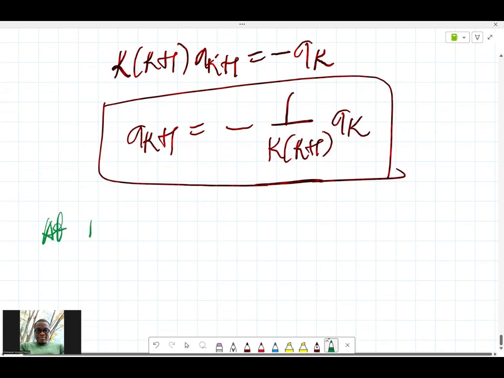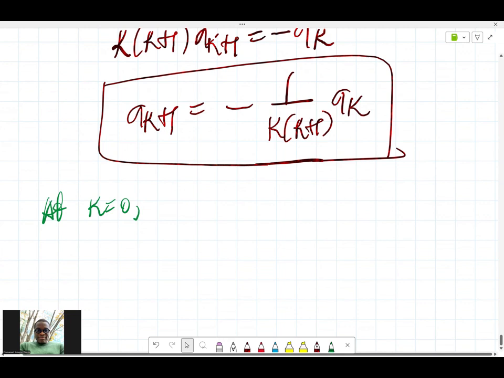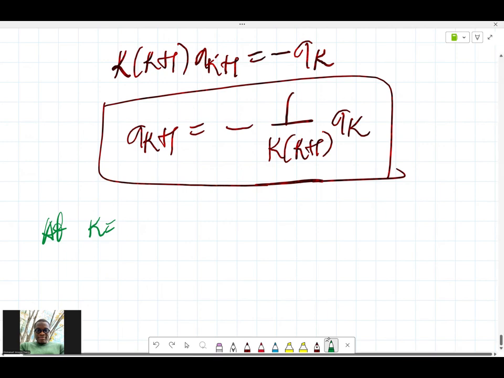At k equals 0, we have a1 equals minus 1 all over k, and k itself is 0. Okay, k equals 0 would most likely not work here because it will just cancel out this expression. So k equals 0 is not going to work. Let's forget about that. We have to start from k equals 1.